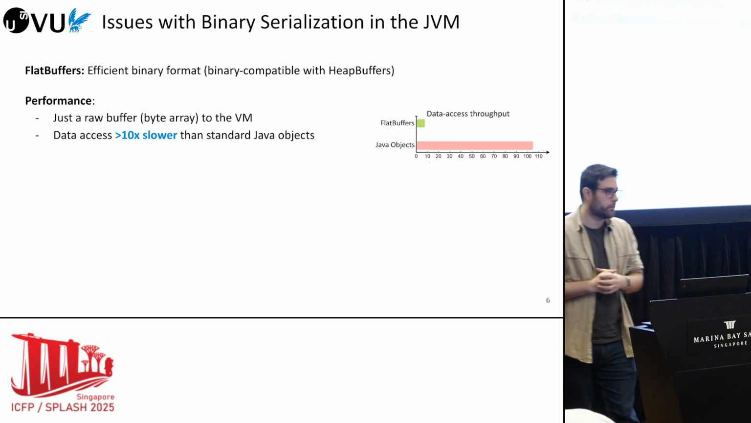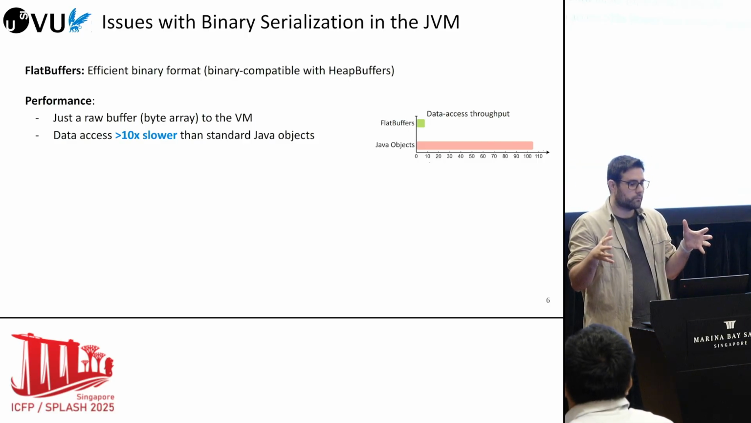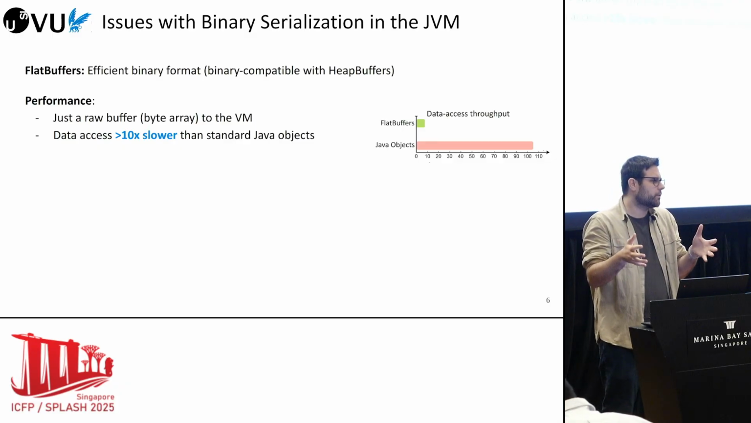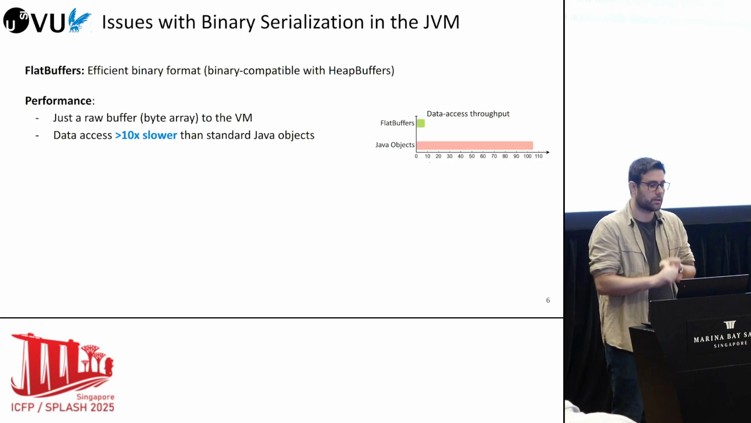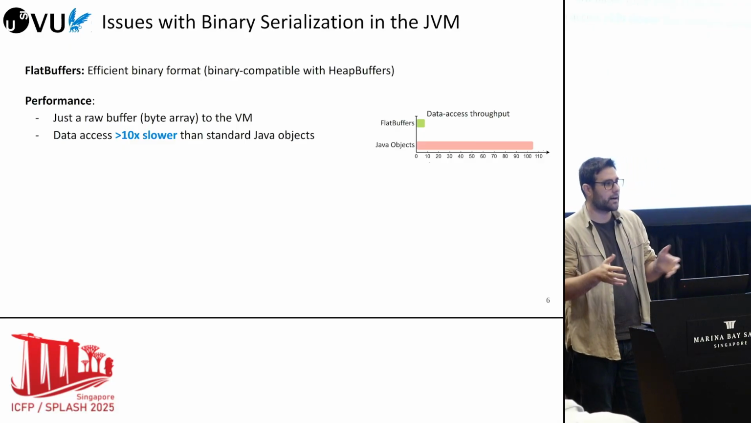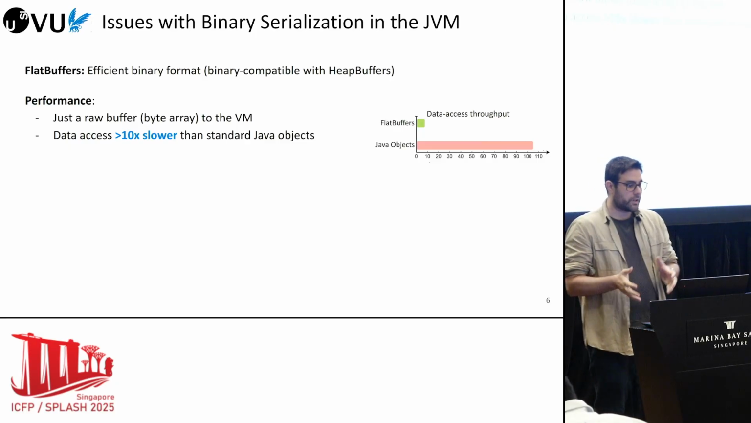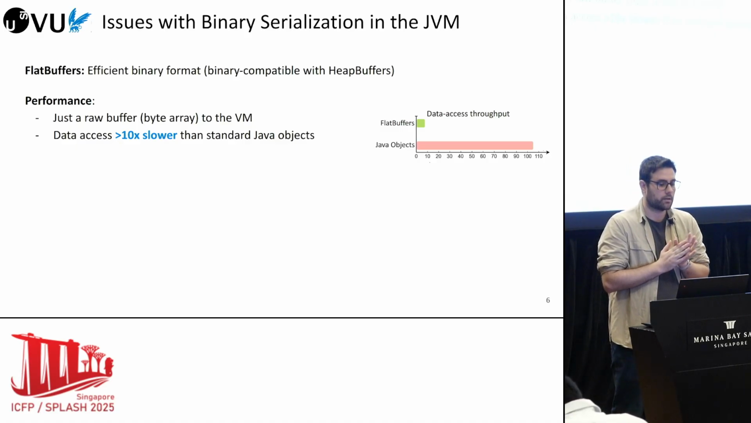The first one is performance, okay? FlatBuffers is just a binary set of data. The VM cannot really see what is inside this binary data. It cannot see what objects are laid out. Because it cannot see it, it cannot optimize data access. As a consequence, accessing objects in FlatBuffers is more than 10 times slower than accessing standard Java objects.